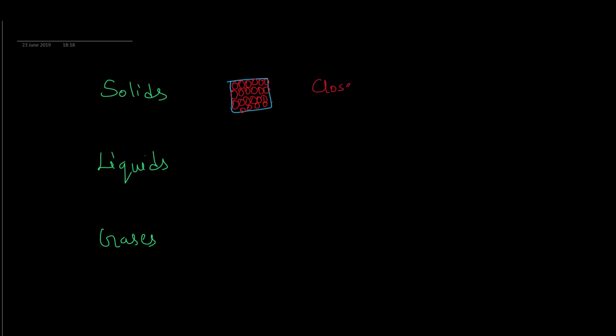Now let's discuss the different states of matter. The first one is solids, liquids and gases. As we know, the matter has particles in it. We'll see how the particle distribution is in solids, liquids and gases. Let us consider first solids. The particles in solids are closely packed. This is how the particles in solids are.